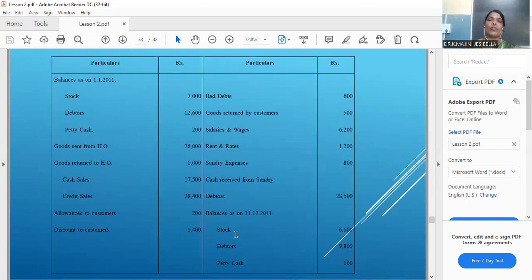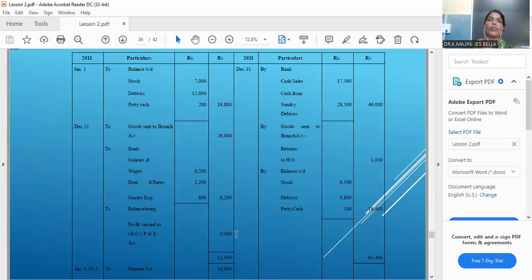Stock 500, debtors 10,800, petty cash. Add these amounts in the inner column and write the total in the outer column. How much is the total? 16,400. Put the total, add it: 63,400. The credit side total is 63,400. But the debit side total is the balance amount.